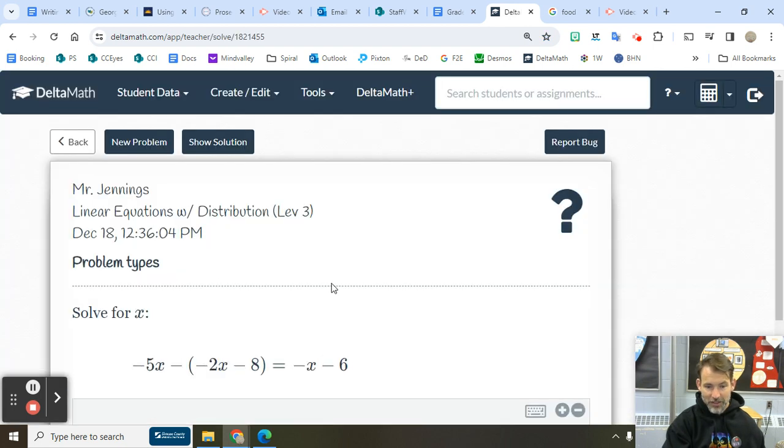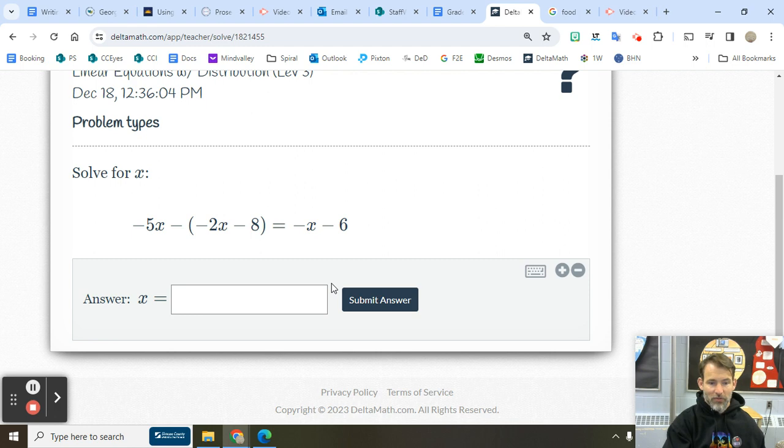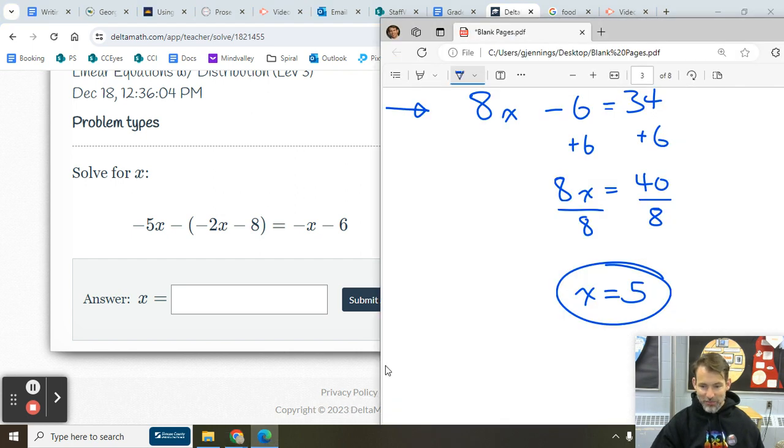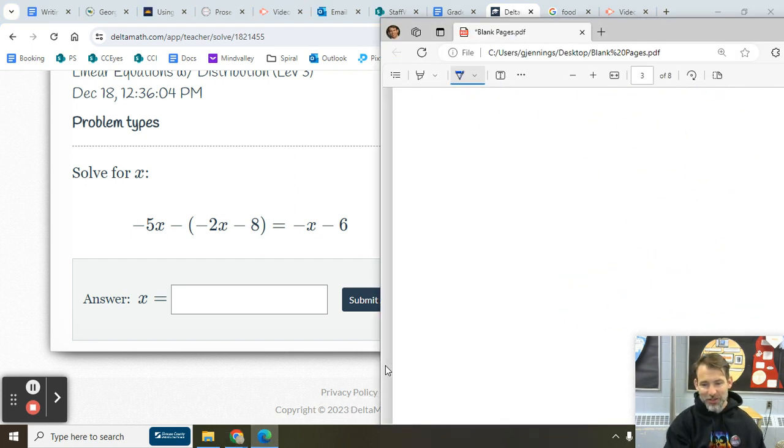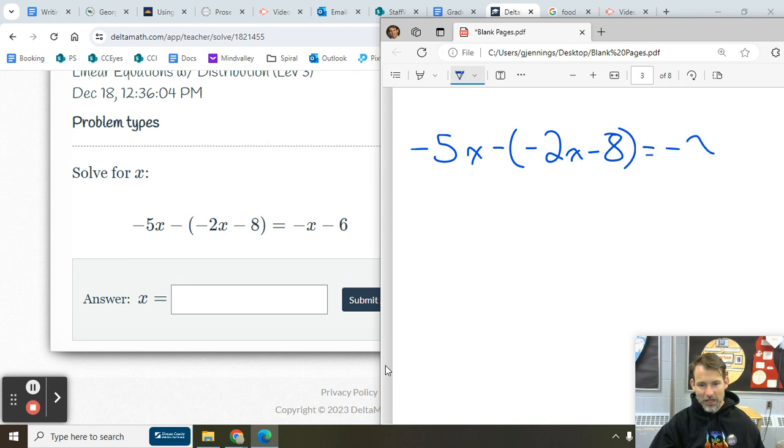Level 3 looks like this. Minus 5x minus 2x minus 8 equals negative x minus 6. Oh my goodness, we got x's on both sides. We've got distribution of a negative. We get to review so many of our skills, everyone. So many of our skills.